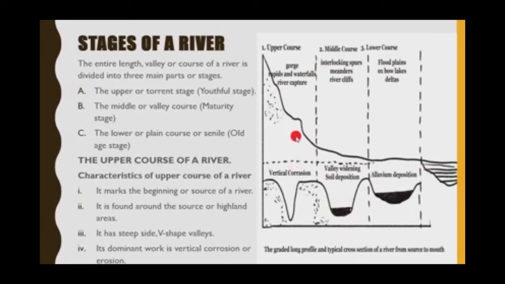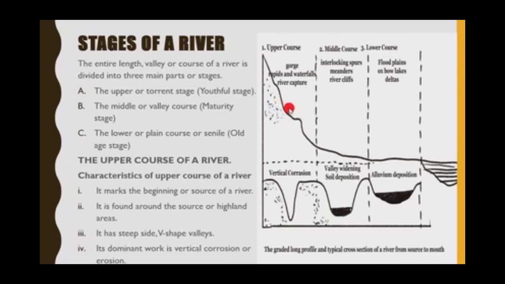So now the upper course of a river has the following characteristics. Number one, it marks the beginning or the source of the river from this highland area. Two, it is found around the source or highland areas. Okay, then three, it has steep side or V-shaped valleys. Steep, you can see this place very steep. Okay, so as it flows from the upper course down to the middle course and then the lower course, the steepness reduces. Okay, so it has steep side or V-shaped valleys.